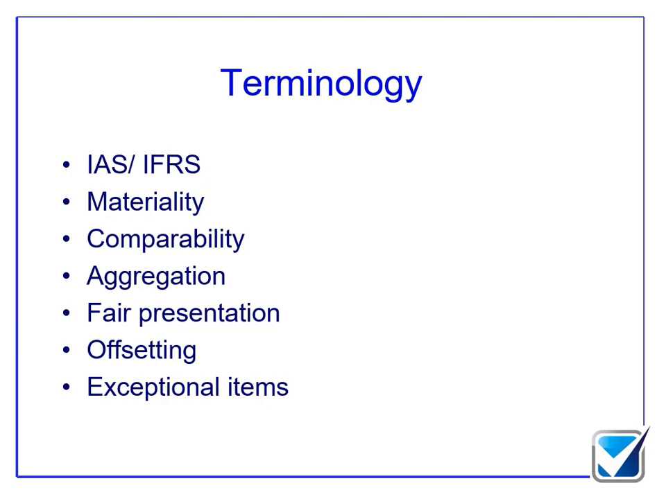In the same way that we're not keen on aggregation, we're not keen on offsetting. Offsetting is where you have two different numbers, where one will be a positive, one will be a negative, and then you just offset them against each other and come up with a net figure. That is not usually okay. However, there are certain standards that will allow for offsetting.